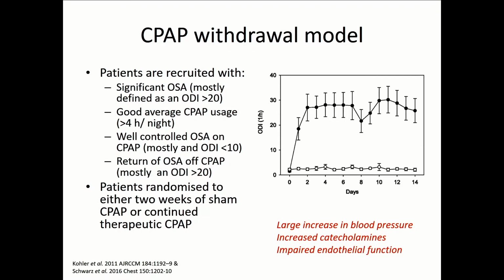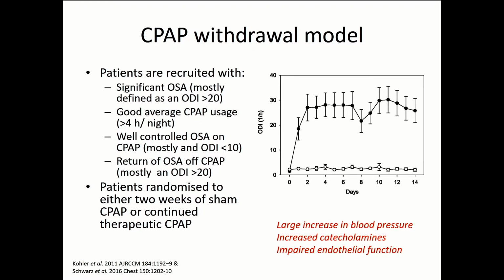We do some screening to make sure that their sleep apnea is well controlled on their CPAP, and to make sure that their sleep apnea is still present when they stop their CPAP. And we randomize patients over a 2-week period to either sham CPAP or continued therapeutic CPAP. And what you can see from this diagram is over days of the study that there's a rapid return in those allocated to sham of intermittent hypoxia and obstructive sleep apnea, whereas those patients allocated to therapeutic CPAP remain very well controlled throughout the trial period.